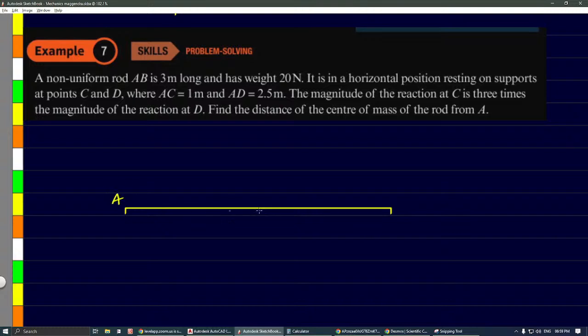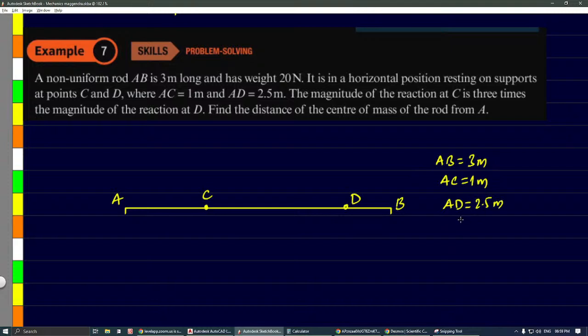Let us say this point is A, this point is B. C and D are 2 points. Total length is 3 meters. AC is 1 meter, AD is 2.5. So C point, let us say it's here somewhere. So AC length is given as 1 meter and AD length, so D point, let's say it's here, AD length is given as 2.5 meters.